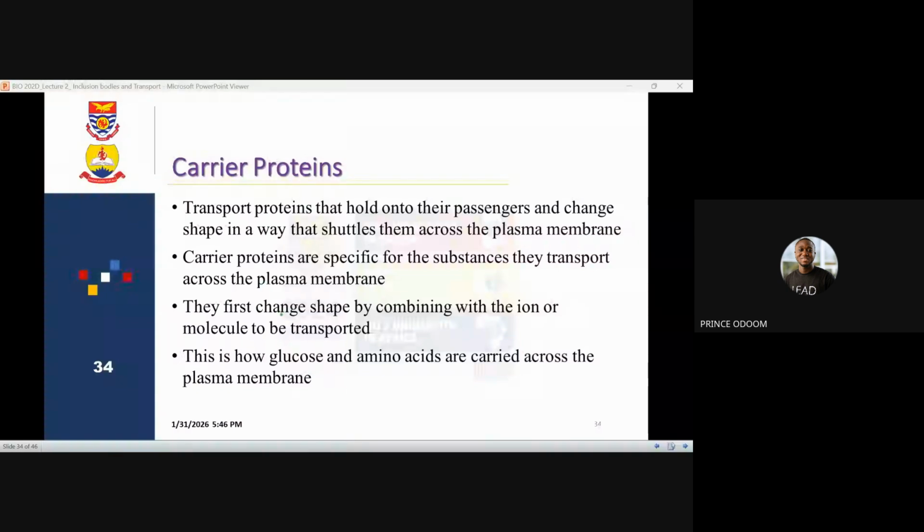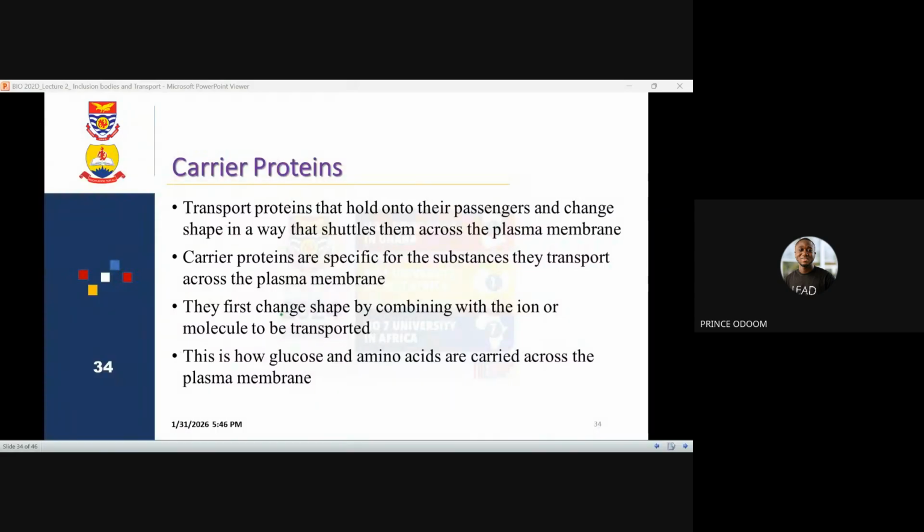So it means that there's a carrier protein for, let's say, glucose. There's a carrier protein for amino acid. There's a carrier protein for lactose. There's a carrier protein for this. So you don't have one carrier protein carrying glucose, amino acid, whatever.